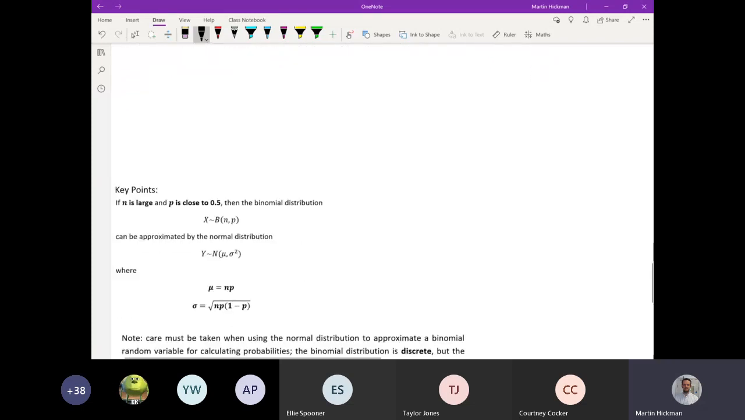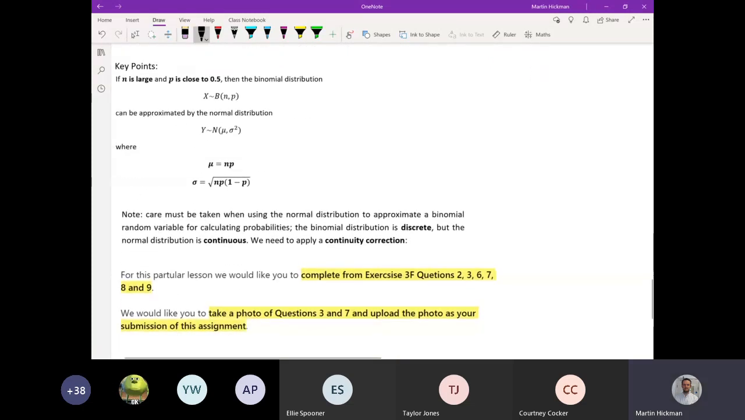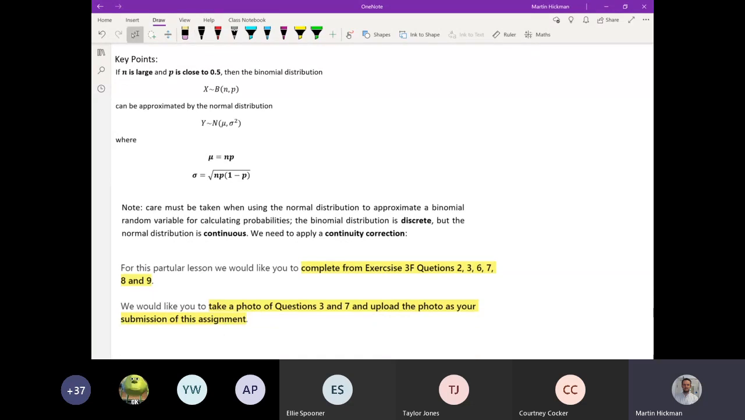I'm happy to do further videos on that if it's needed, but I'm trying to keep this to half an hour today. So key points for today: we can go from binomial to normal if n is large and the probability is close to 0.5. To switch to your normal distribution, you need a mean and a standard deviation. For your mean, you do n times p, and for your standard deviation, you do n times p times 1 minus p and square root it. Also, binomial is discrete, normal is continuous, so you will need to use a continuity correction. Draw number lines, draw sketches to work that out if you're not sure.